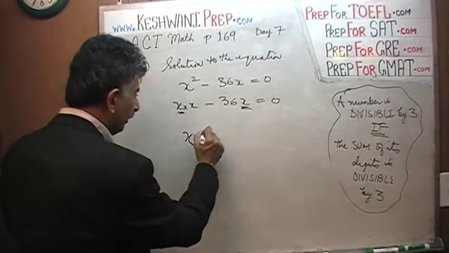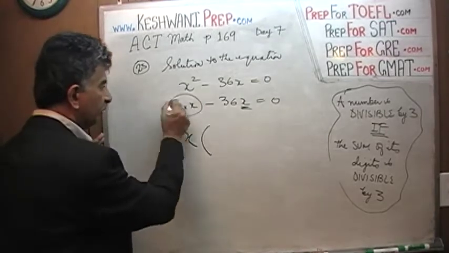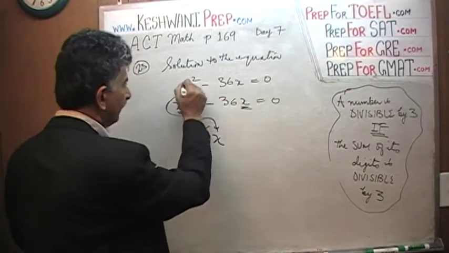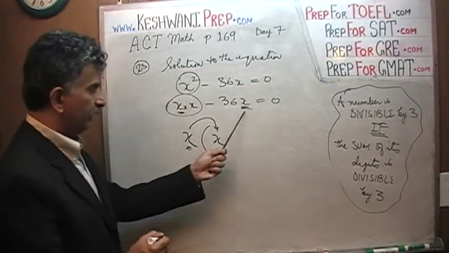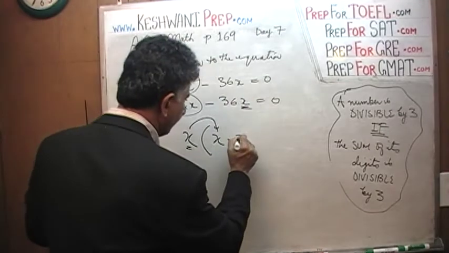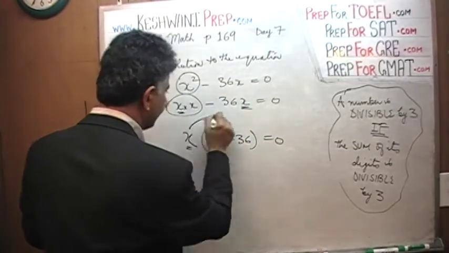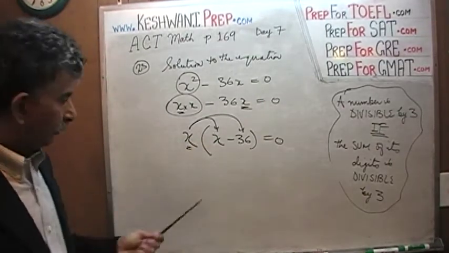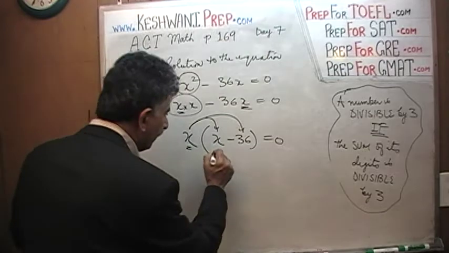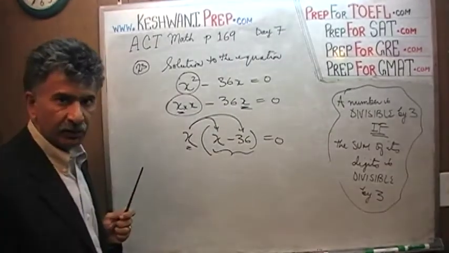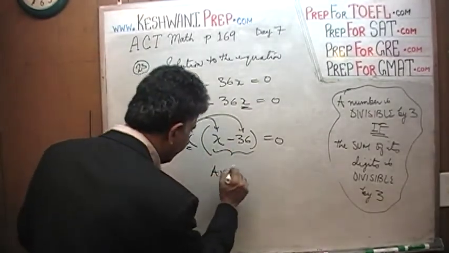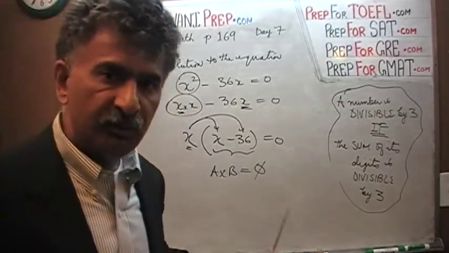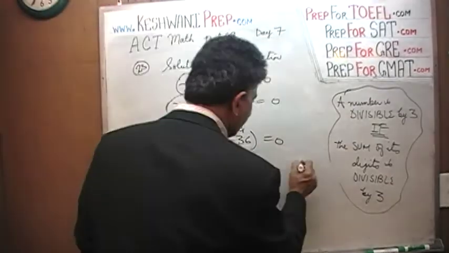Once we take that out, what are we left with from the first term? If we take out one x common, we're left with x, because x times x gives us our x squared. And here, once we take out the x common, we're left with negative 36, because x times negative 36 gives us negative 36x. We're almost there. So here we have two quantities: x is one quantity, x minus 36 is another quantity. If we are told that a times b equals 0, what do you surmise from that? What do you gather from that? What do you infer from that?